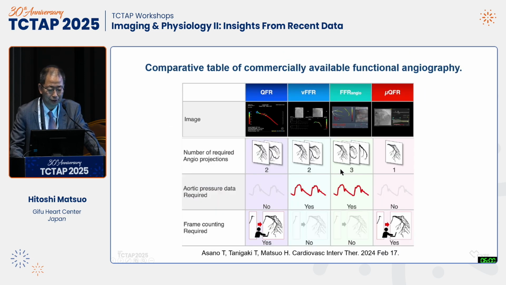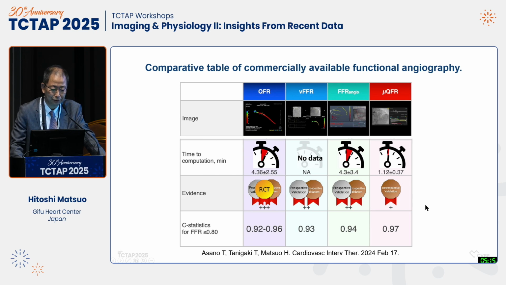So this is a table showing the difference of the QFR, VFFR, FFR angio, and mu-QFR. The requirement of the angio projection is completely different. Mu-QFR requires only one projection, VFFR and QFR require 2 projections, and FFR angio requires 3 projections for the analysis. As for the boundary conditions required for the assessment, aortic pressure is required in VFFR and FFR angio, and frame counting is required in QFR and mu-QFR. Also, it is all acquired automatically now.